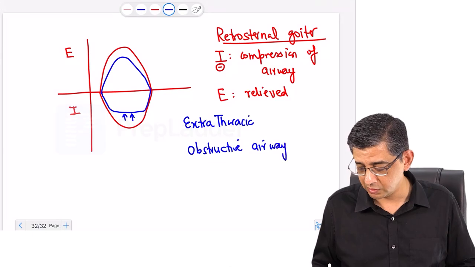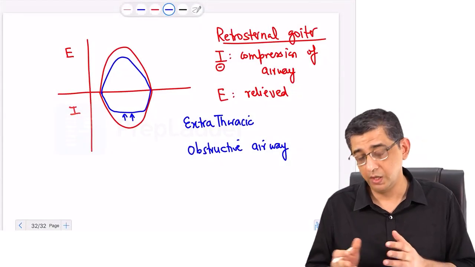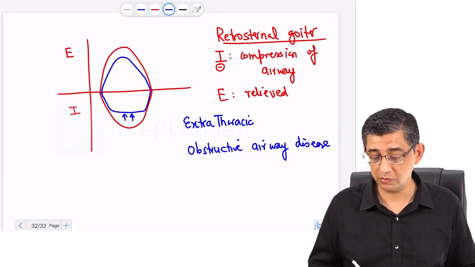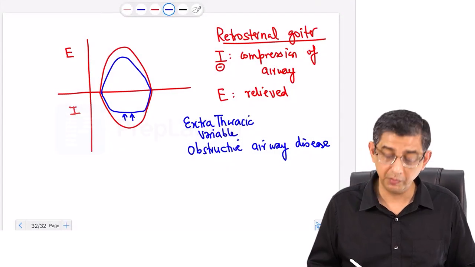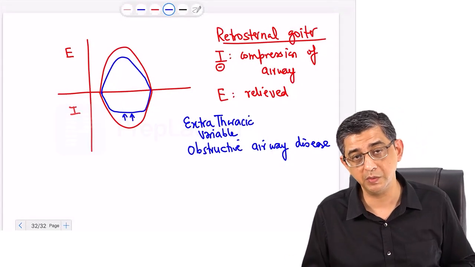I said obstructive because after all there's a flattening of the curve that tells that there must be some limitation of airflow into the lungs of this patient. And now the additional word that I would like to add would be that this is an example of a variable obstruction. Why variable? Because the problem is occurring only in the phase of inspiration and not in the phase of expiration.